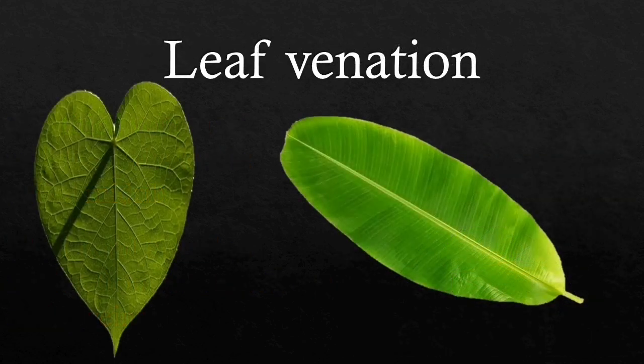Leaf venation. The arrangement of veins in a leaf is called leaf venation. There are mainly two types of venation, parallel and reticulate. The veins in plants with fibrous roots are mostly parallel to each other along the length of the leaf. This is called parallel venation. Leaves with parallel venation include banana, grass, bamboo, sugarcane, cereals, etc.